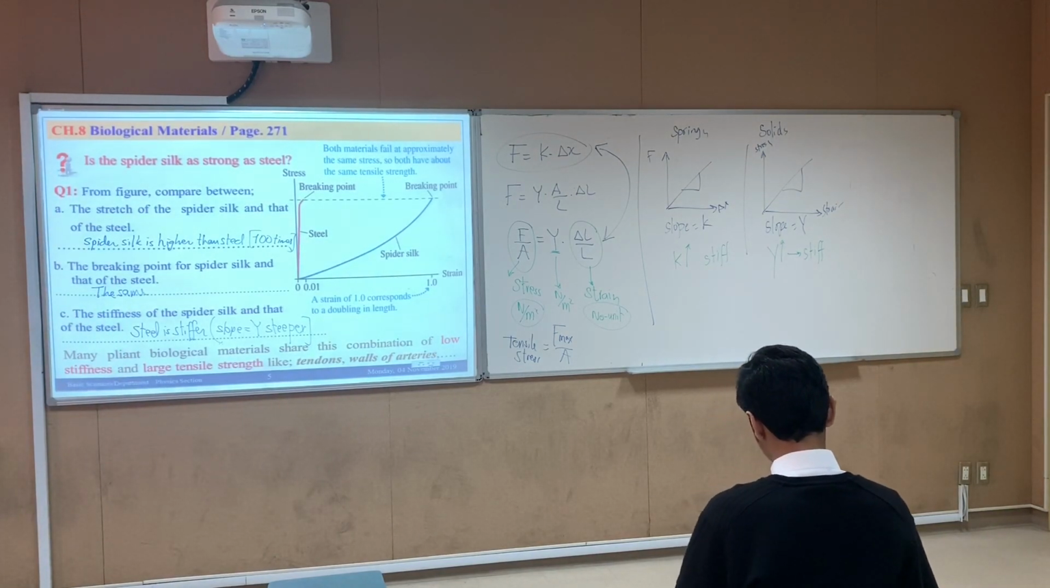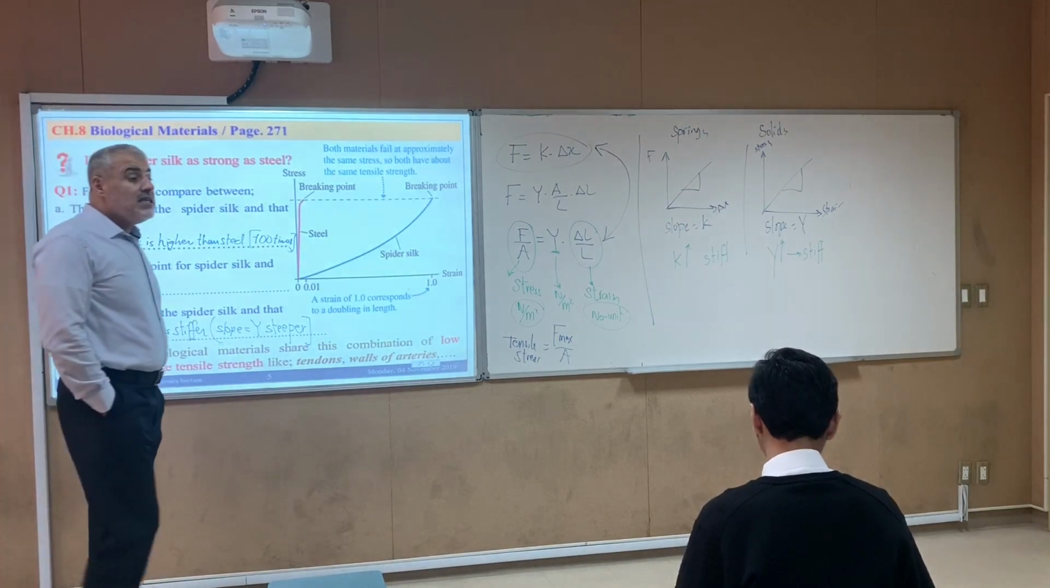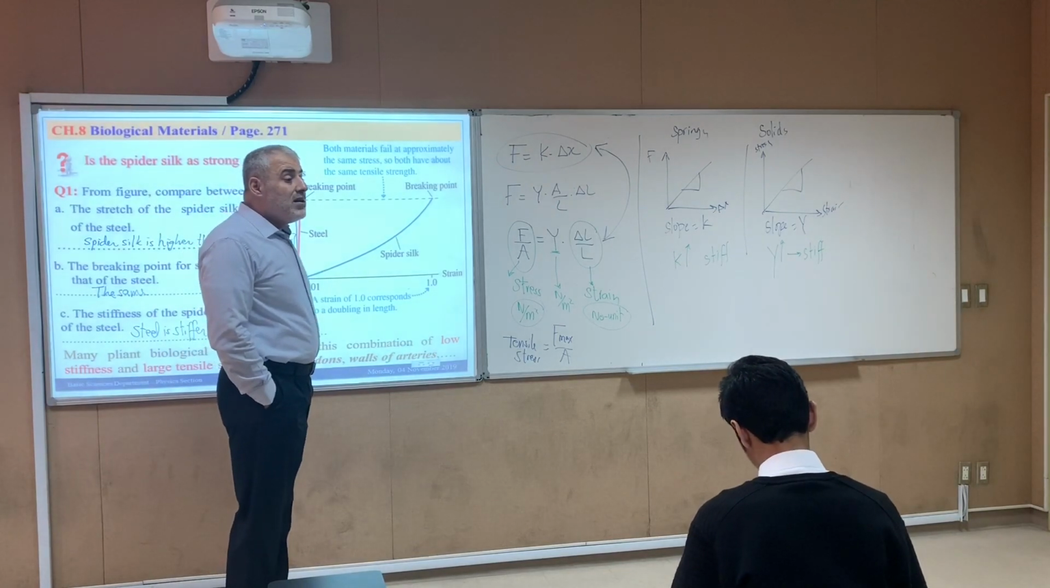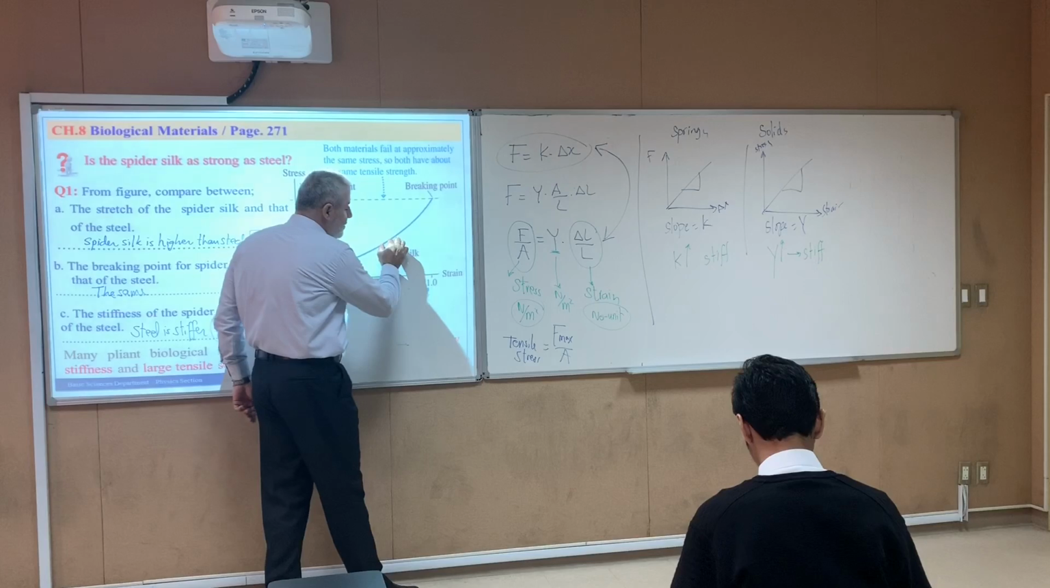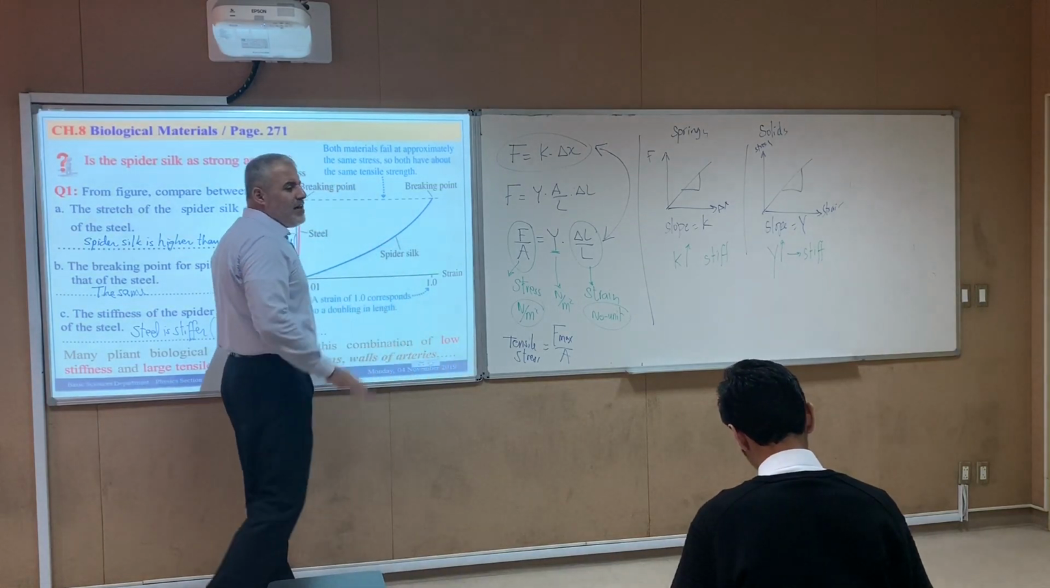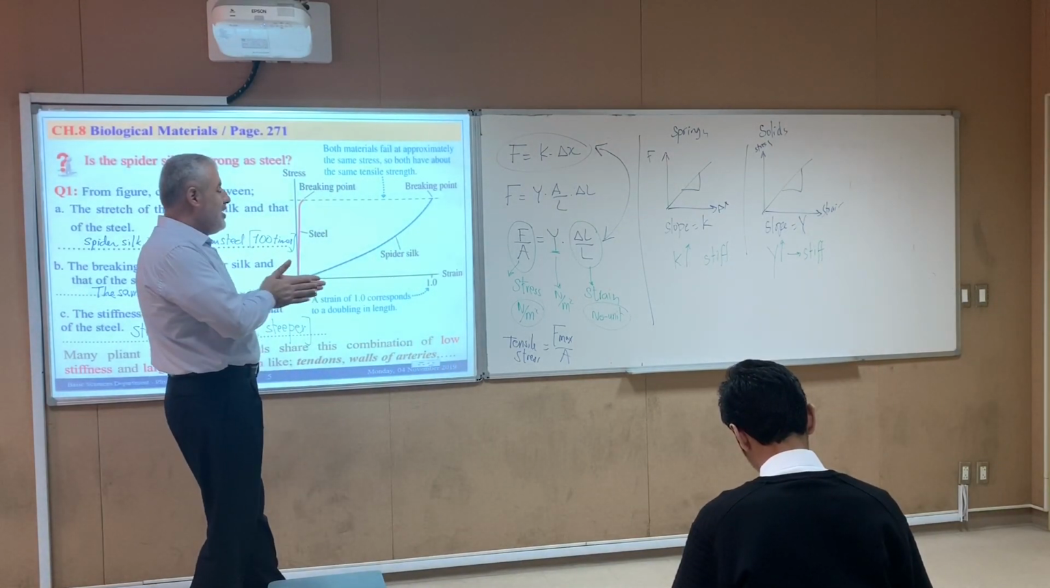There isn't a linear region with the spider silk. No, there is, but if we consider a small part of it, we treat it as linear. No, we are not talking about that now, okay?